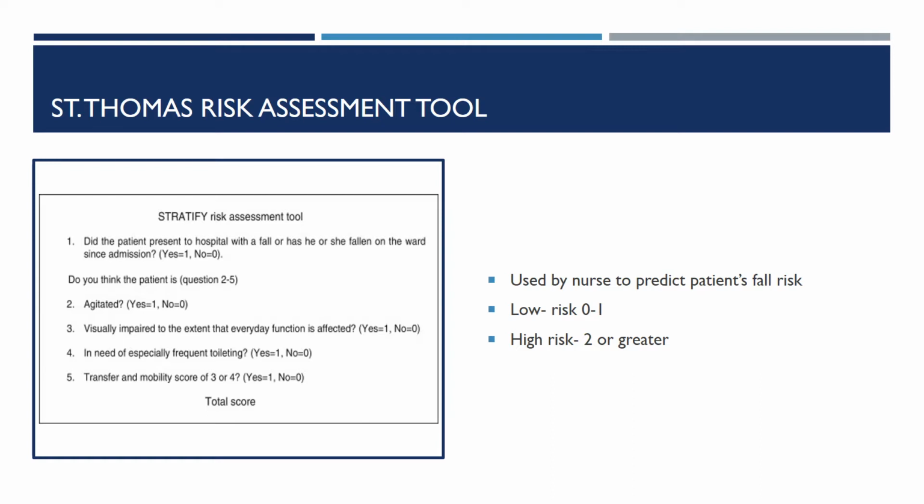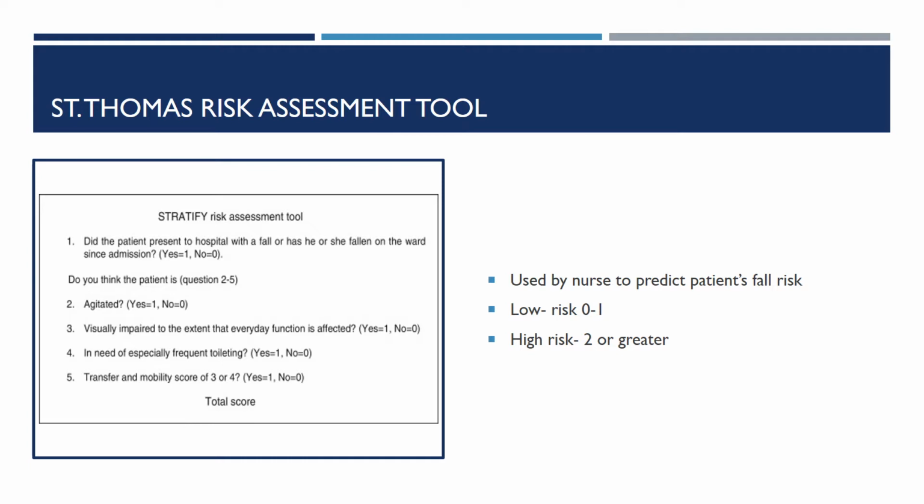This tool uses the categories history of falling, mental status, visual impairment, frequent toileting, and transfer mobility. Low risk is indicated by a score of 0 to 1, and high risk is indicated by a score of 2 or greater, with 5 being the highest possible score.